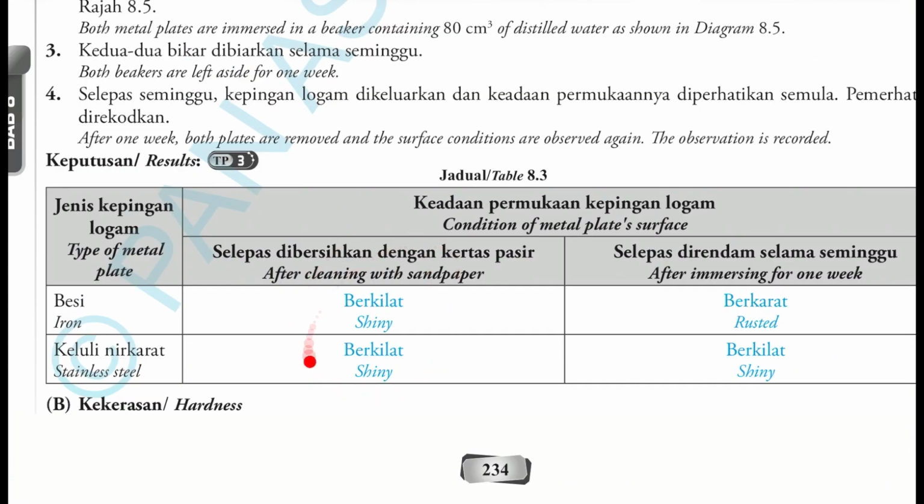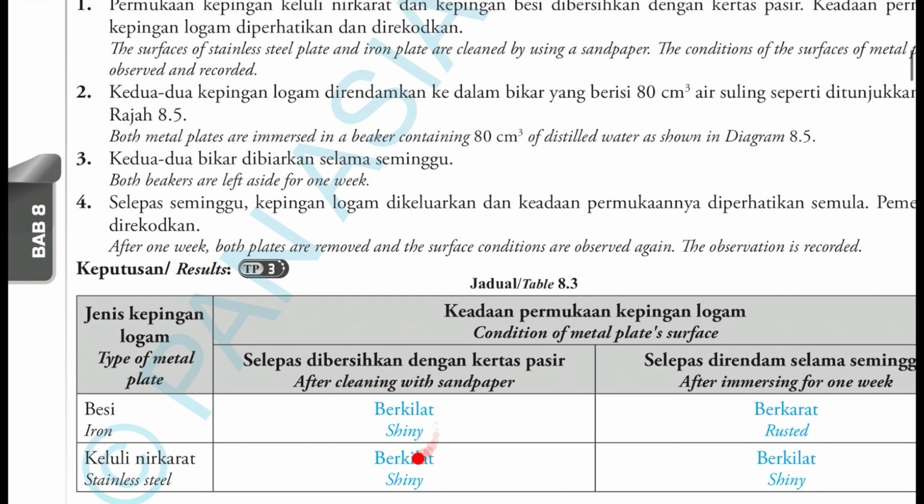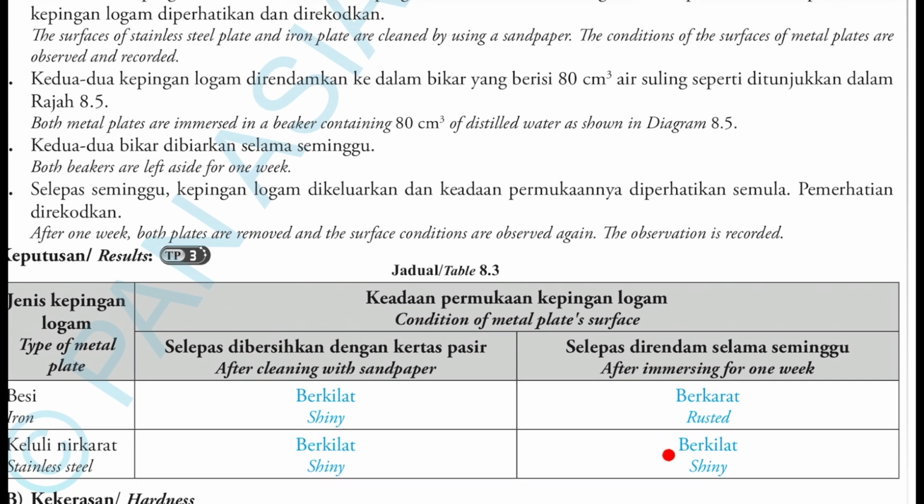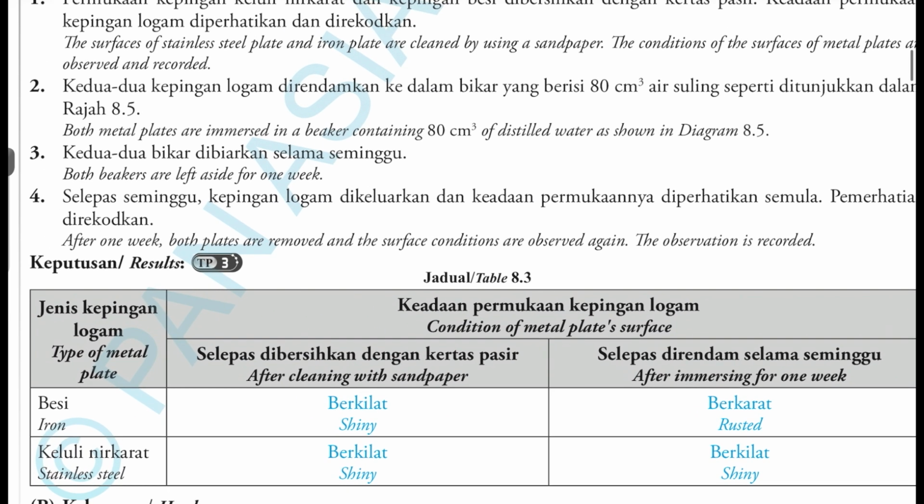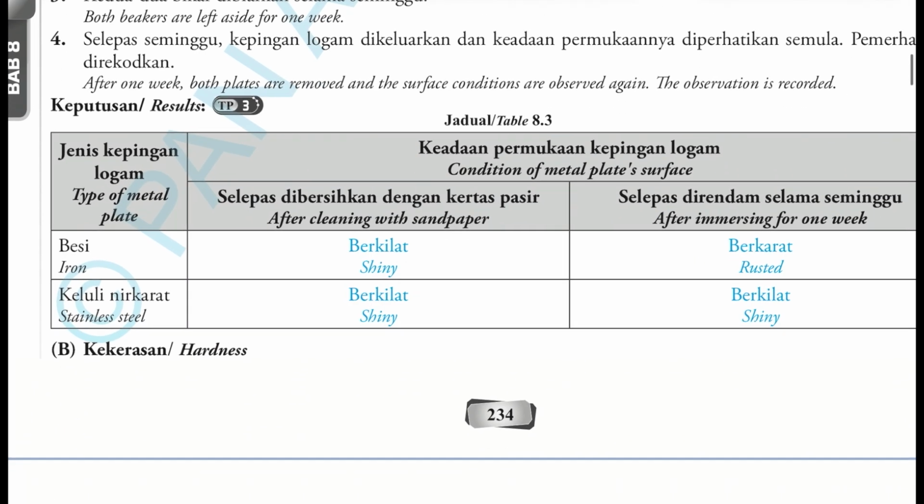Okay, this is the condition of metal plate after cleaning with sandpaper. So what happened? The iron shiny and stainless steel also shiny. But after 1 week, we put them into the distilled water. So iron will be rusted and stainless steel still shiny.